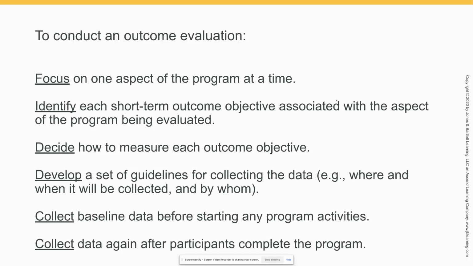So, some tips when you're conducting an outcome evaluation: think about how everything hinges on your objectives. Go back to your objectives, because those are going to tell you what you're looking for and, in essence, what you need to measure. So, look at your short term outcome objectives and decide how you're going to measure each one of those. Figure out how you're going to collect the data. Is it online? What day of the week are you going to do it? Who's going to send it out? Is it in person? How is that going to be done?